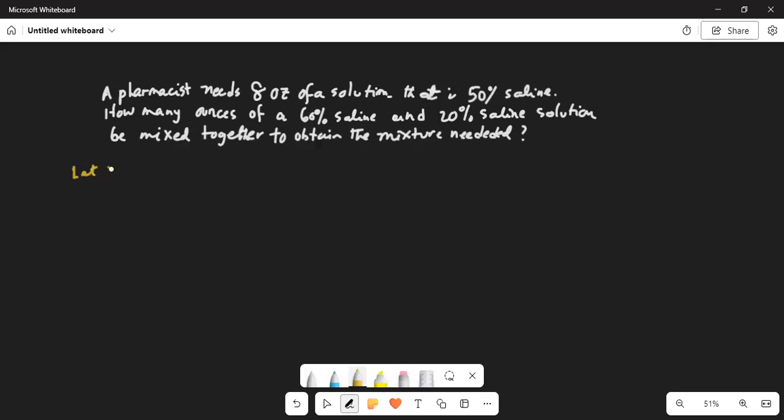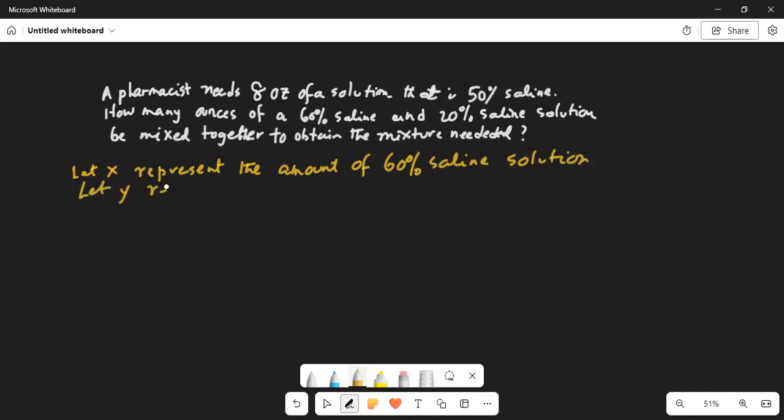Let X represent the amount of 60% saline solution, and let Y represent the amount of 20% saline solution.